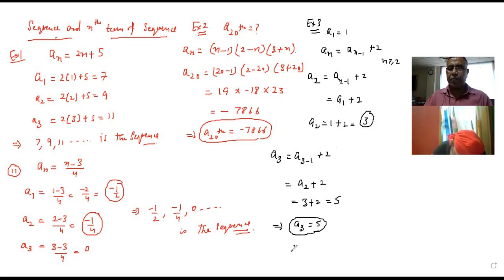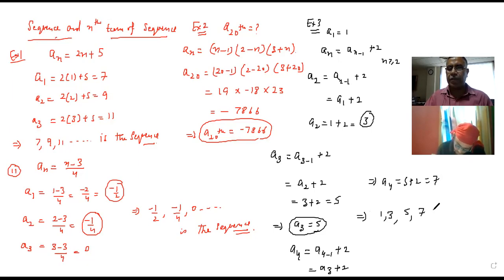In the same way, if you want to find a4, a4 is a4 minus 1 plus 2, that is a3 plus 2. The value of a3 is 5. 5 plus 2 is 7. So what is the sequence? The sequence is 1, 3, 5, 7, and so on.